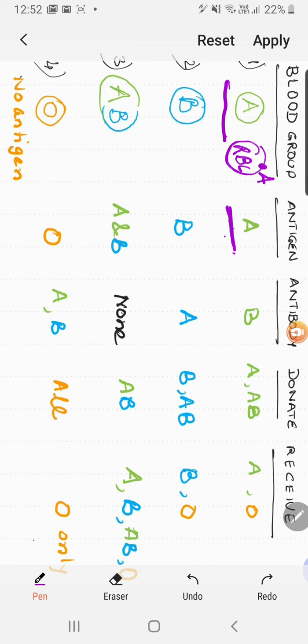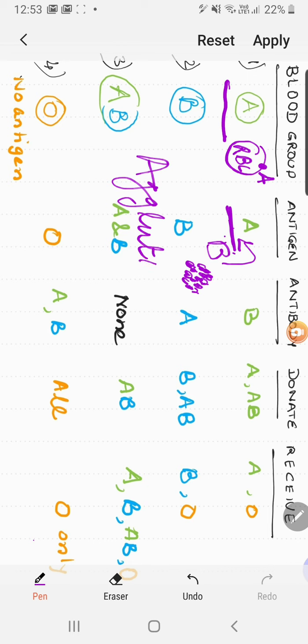That means if we try to mismatch, suppose we try to infuse blood group B to this, in that case the RBCs would clump together, right? This way the RBCs would clump together. You call this process agglutination. The spelling of agglutination is A-G-G-L-U-T-I-N-A-T-I-O-N. Clumping of RBC is a simple word. Agglutination of RBC is slightly complex but means the same.